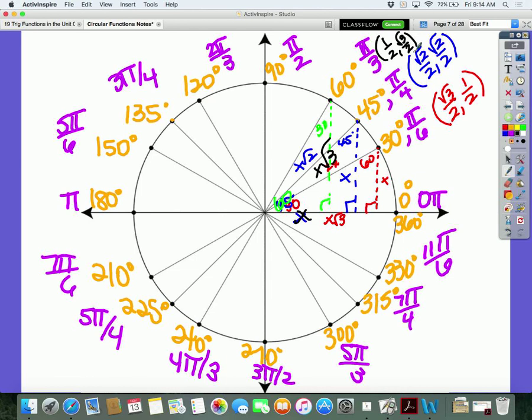Now for your quadrantal angles, that would be 0 and 90. Remember, what's the radius of the inner circle? 1. So that means this point is located at (1, 0), because that point is on the radius, and the radius is 1 unit long. So the x-coordinate is 1, the y-coordinate is 0. 90 degrees is just the opposite: (0, 1).